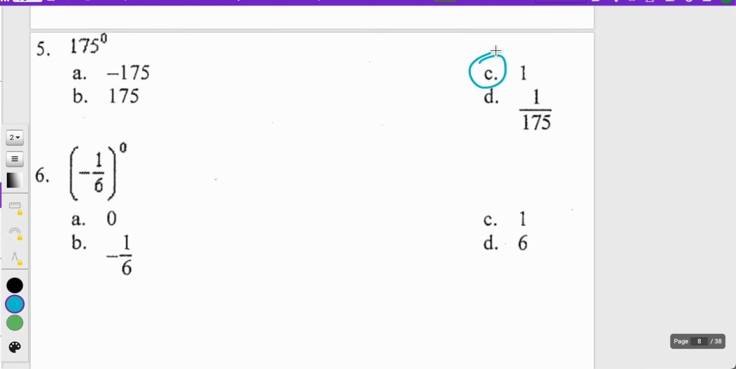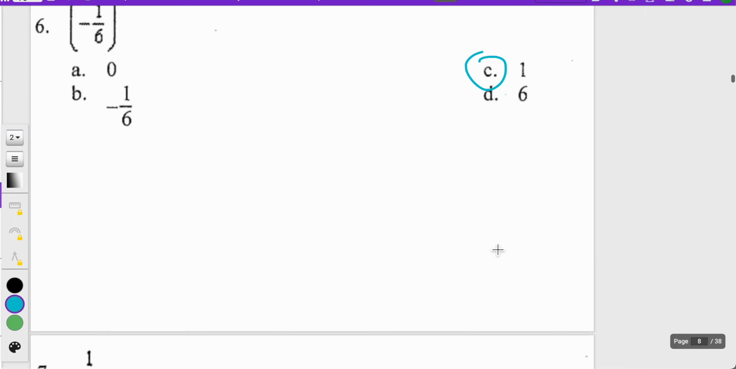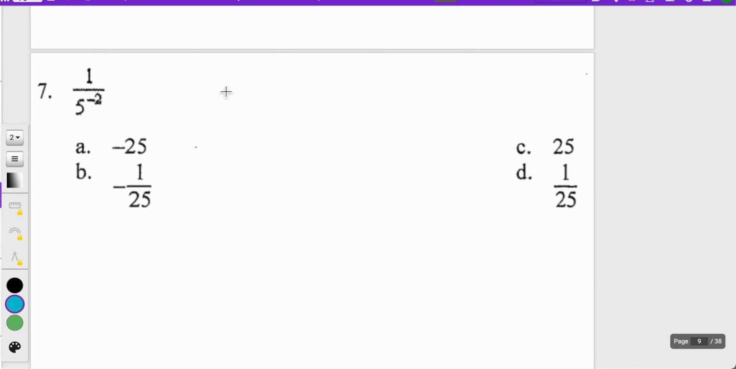Number 5, anything to the 0 power is always equal to 1. Same thing with number 6. Over here, 5 to the negative second is on the bottom, which means it has to come up on the top to make it regular 5 to the second, which is C, 25.